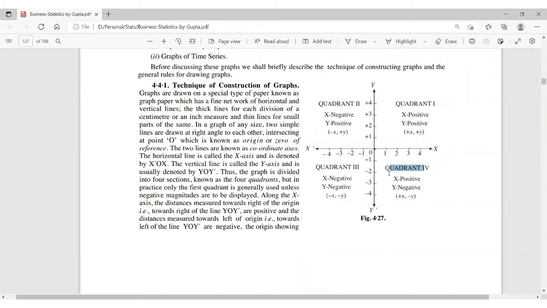In a similar way: negative positive, then negative negative, then positive negative. Now, on the x-axis, the value of y is zero. And on the y-axis, the value of x is zero.